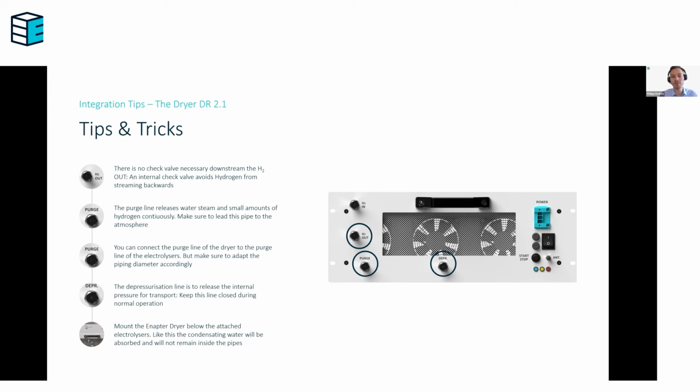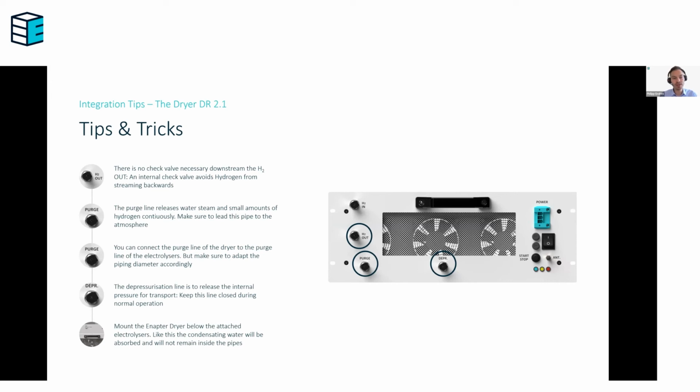Don't connect them to oxygen pipes, and keep them away from the oxygen outlets of the electrolyzer, for example. You can connect the purge line of the dryer to the purge line of the electrolyzer. This is what I already said before. Make sure that the piping diameters are correct. Of course, this is not only applying to the purge line, also to the H2 lines, so all your hydrogen lines, to your oxygen lines, and of course to your cooling lines. All the pipes need to be dimensioned appropriately.